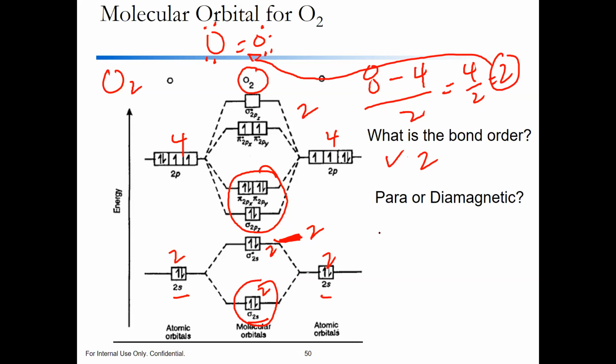Is oxygen diamagnetic or paramagnetic? What do you guys think? Paramagnetic or diamagnetic?